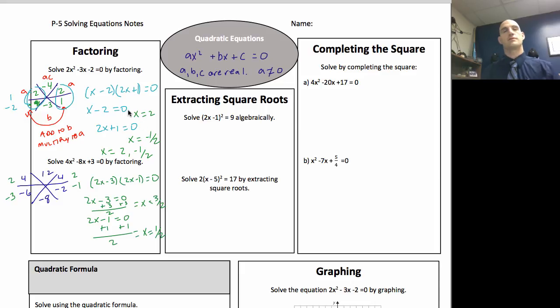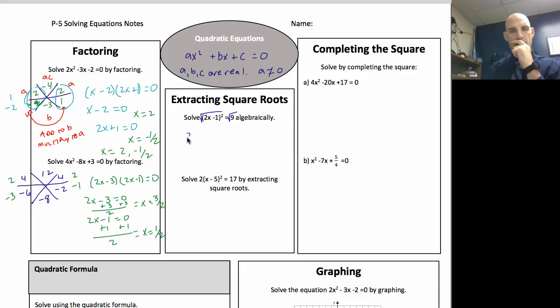Extracting square roots. Essentially what we're doing is solving an equation here, and there's one little trick that you need to know. It's going to give you directions like solve by extracting square roots or solve algebraically. Well, if I have a squared term here, 2x minus 1 squared is equal to 9, what I can do is square root both sides.